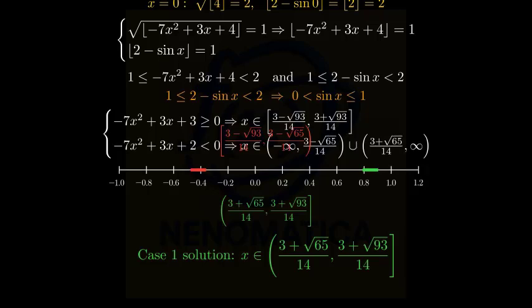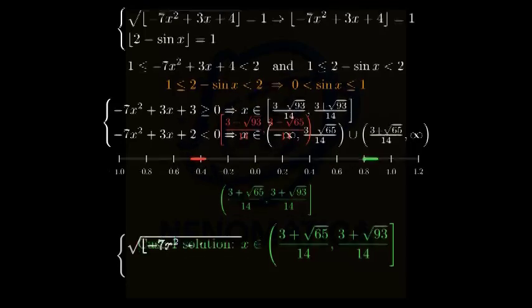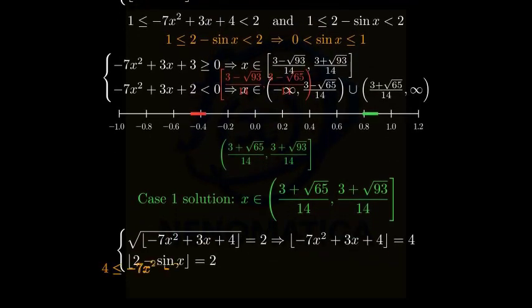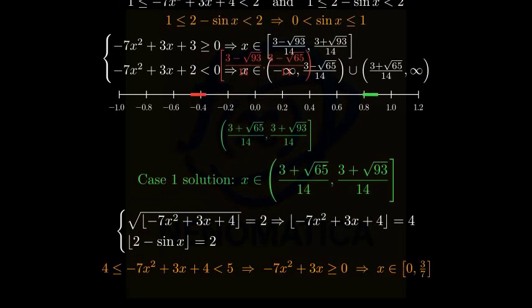Step 4. Case 2, both sides equal 2. That means the floor of the quadratic equals 4, and the floor of 2 minus sine x equals 2. The left floor equality implies 4 less or equal to the quadratic, and the quadratic is less than 5. Since the maximum value of the quadratic is below 5, we only need 4 less or equal to negative 7x squared plus 3x plus 4.